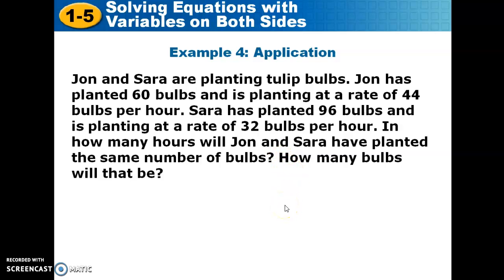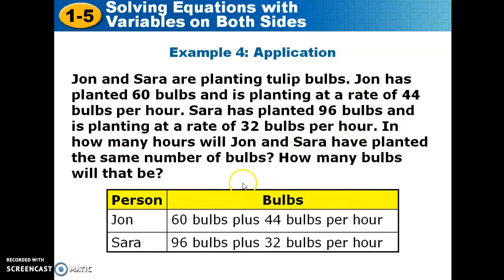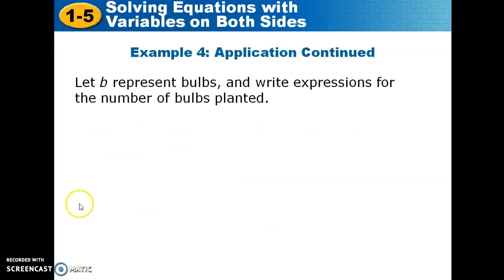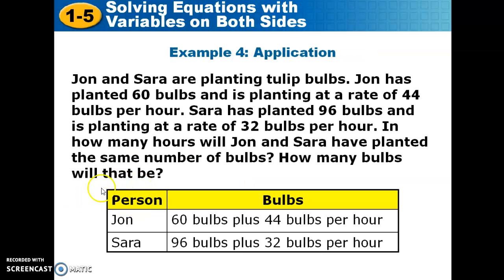So we're taking John's planting ability and setting it equal to Sarah's planting ability. Once we do that, we'll then solve for the variable. Okay, so actually, let me go back because really the keywords are right here.